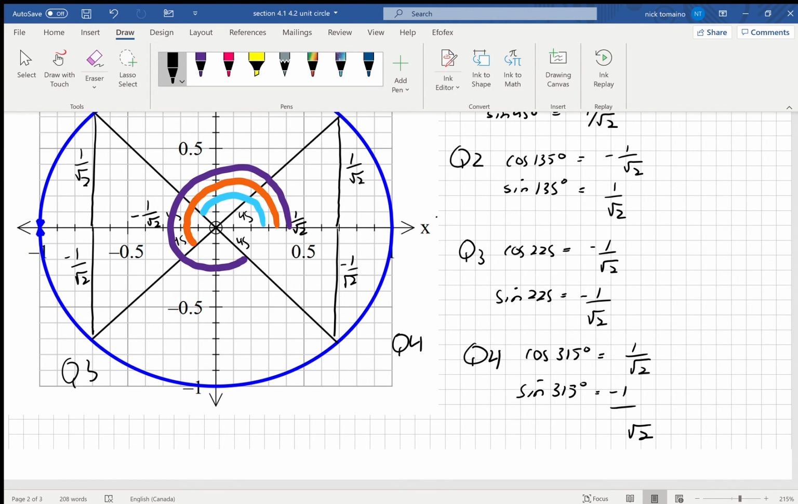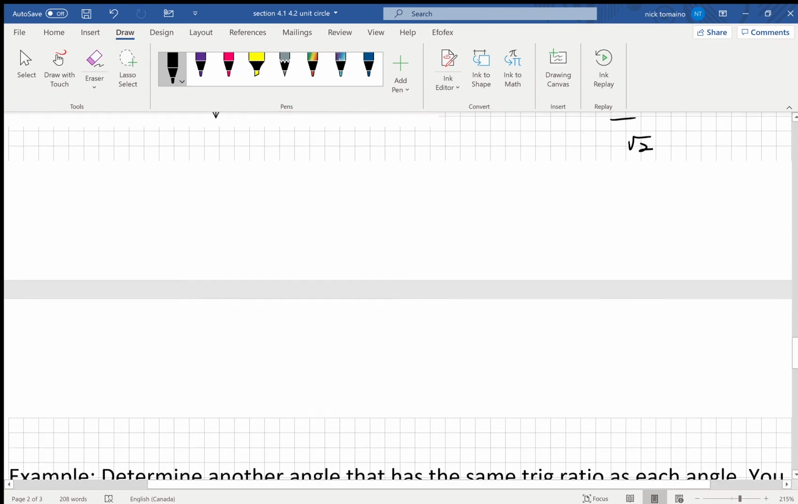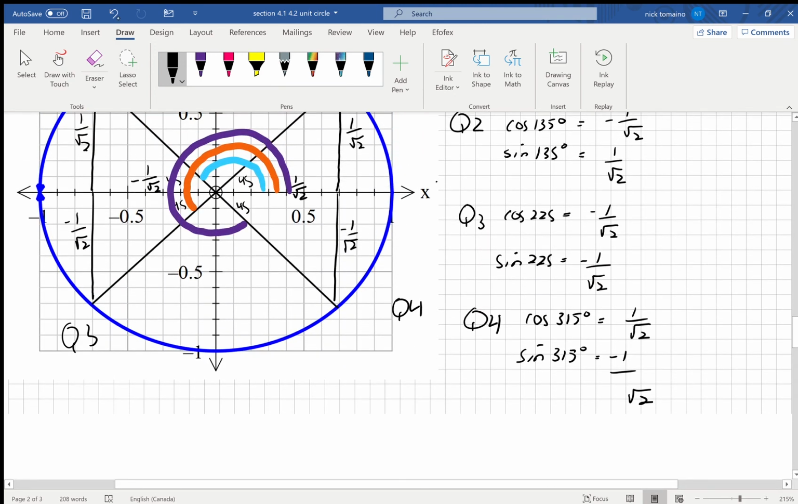So now for 210, we know that this right here has to be 30. From here to here, so that means that this angle here has to be 30 as well. So our angle that we need to give is rotated from the positive x-axis counterclockwise, so it is going to be 150.